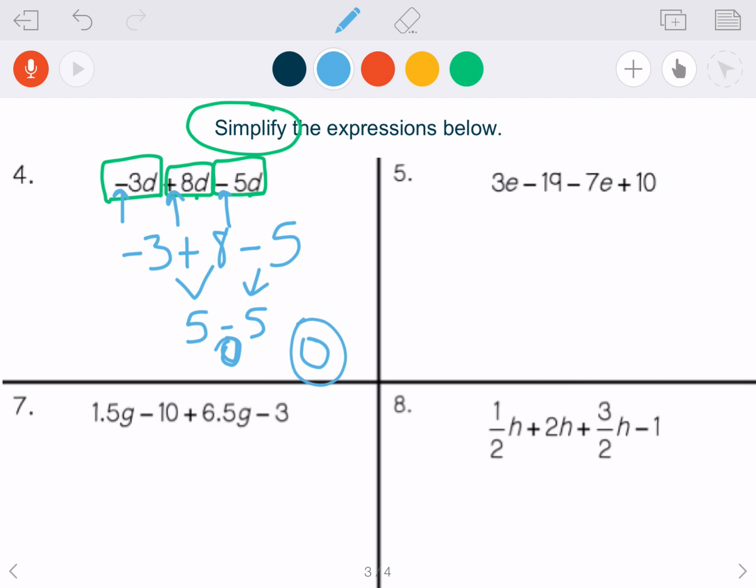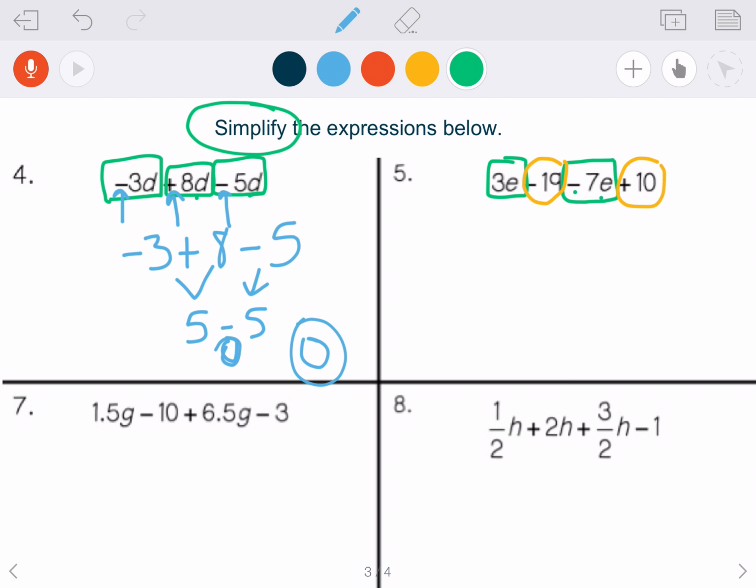Okay, let's look at the next one. I have 3e as my first term. Do I have any more terms that have an e? I do. I have 7e, or minus 7e. Remember to always include what's in front of that coefficient. I'm going to use a different color now because now I have a constant, minus 19. And I have another constant, plus 10.